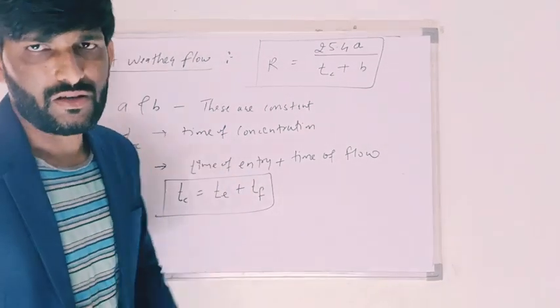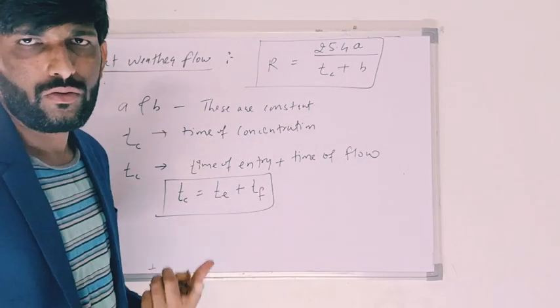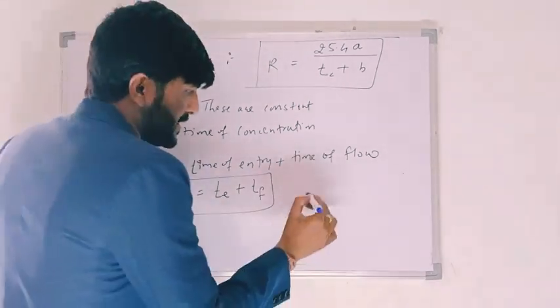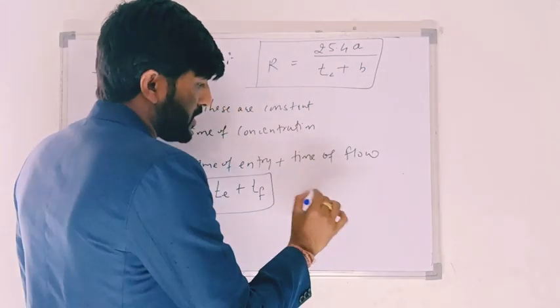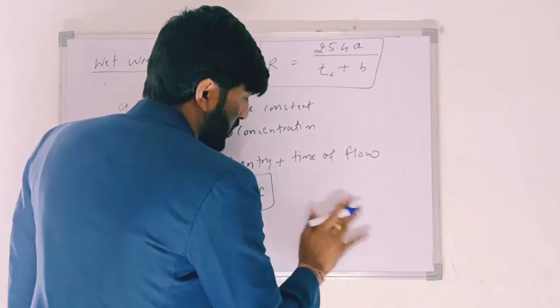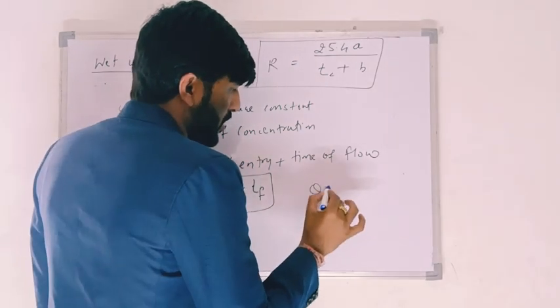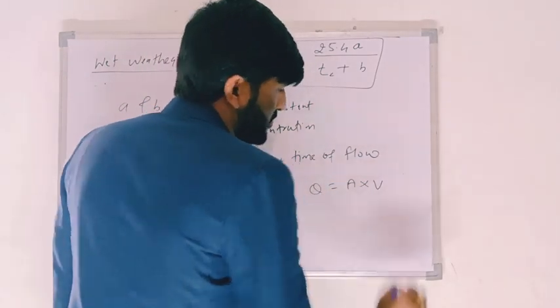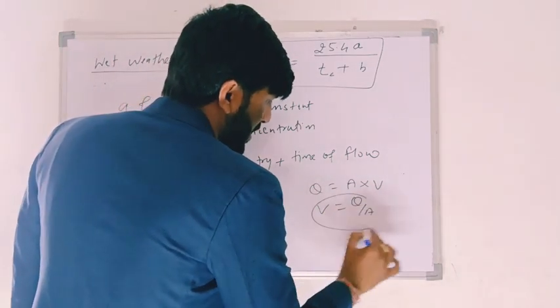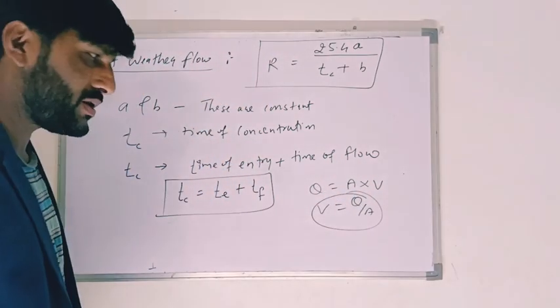T is given in concentration form. TC is directly given to you. Time of flow is calculated. Velocity, from Q is equal to area into velocity, you can calculate velocity from here: V is equal to Q by A, where A is your catchment area and Q is your total discharge.